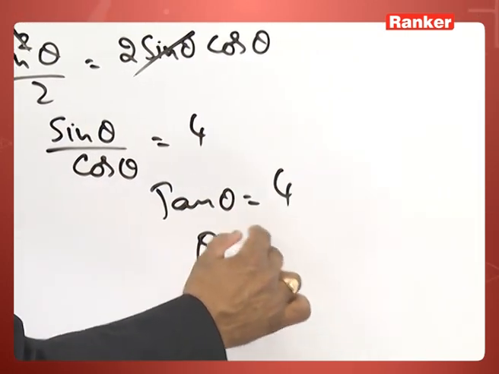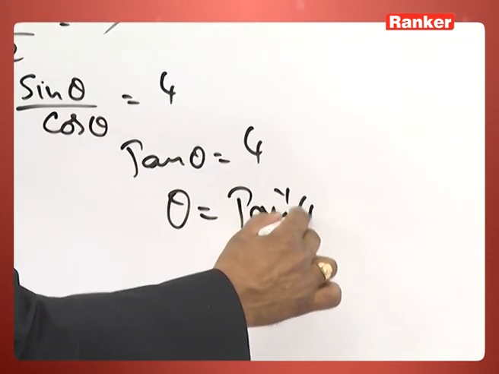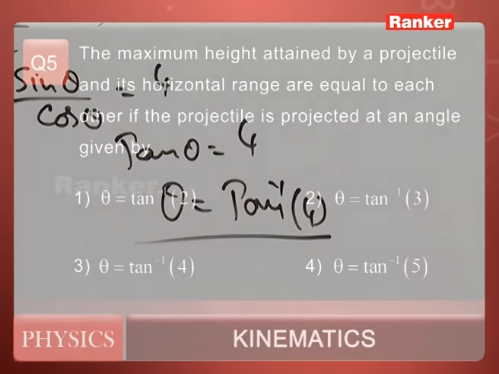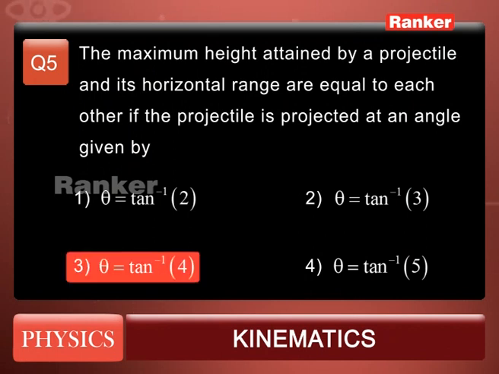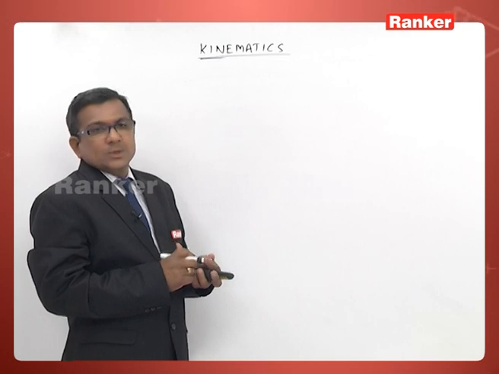So theta will be what? Tan inverse 4. So the angle of projection will be tan inverse 4, and the third option is the correct option, and third is the answer. Now let us see the sixth problem.